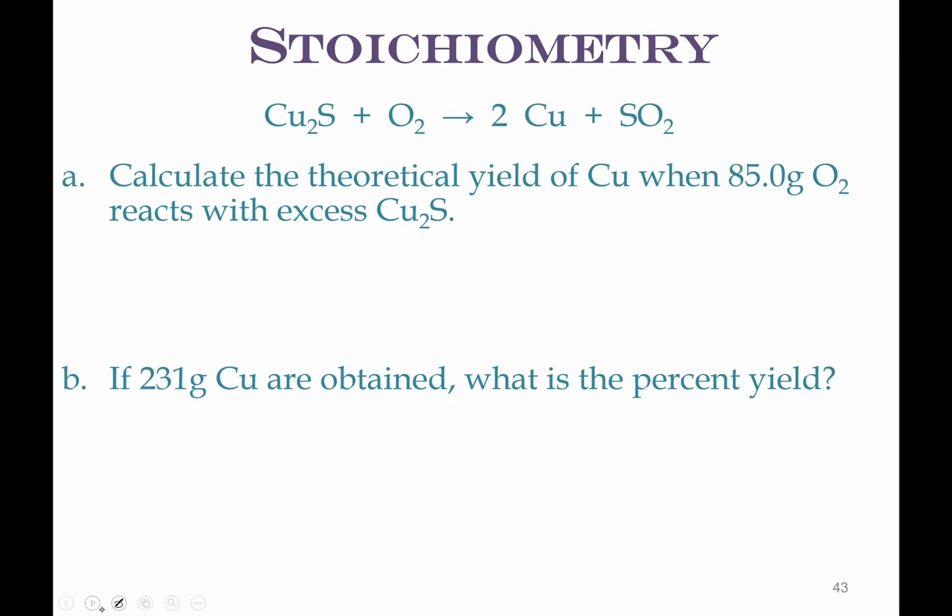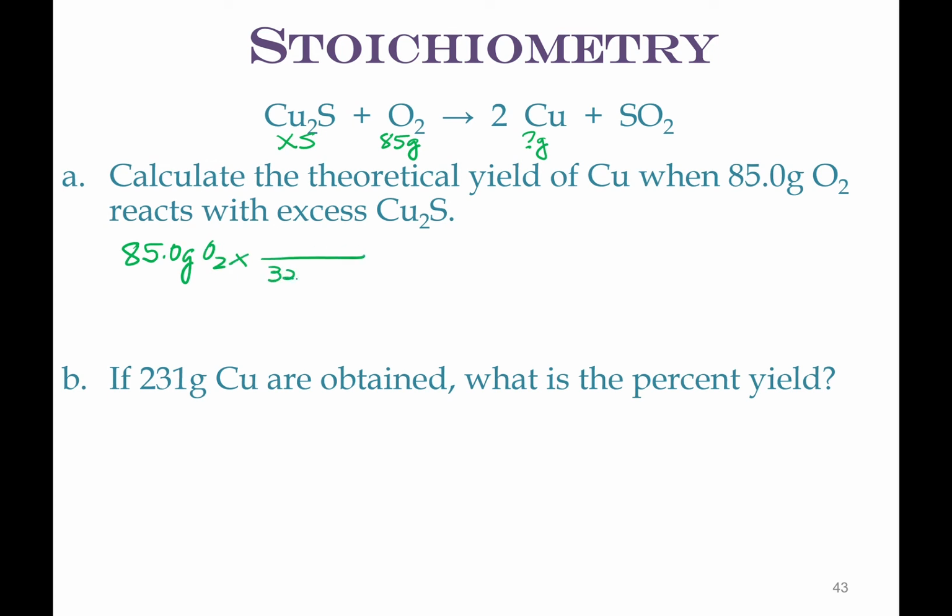Here we go. We already used this equation, so it's balanced for us. Calculate the theoretical yield of copper. So how many grams of copper can be produced when 85 grams of oxygen reacts with excess copper 1 sulfide? So not a limiting reactant problem. We just have to go through it once. 85.0 grams of oxygen.